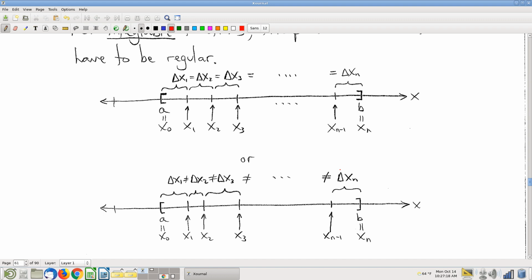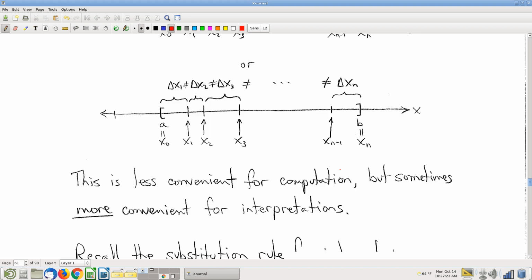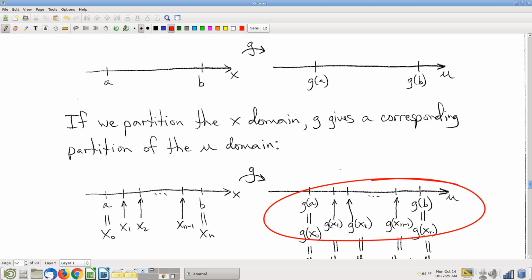How are we doing so far? Where I'm going with this and exactly why we care is yet to be revealed. But is everybody on board with the setup that I'm creating?